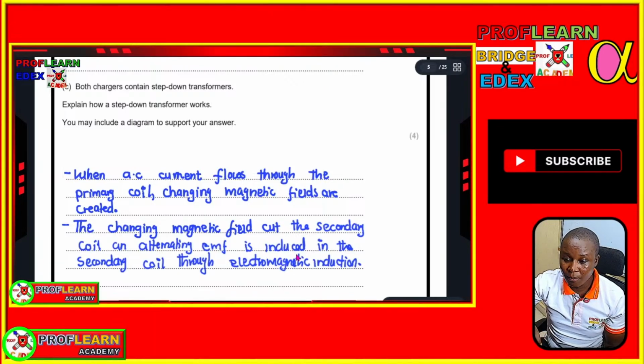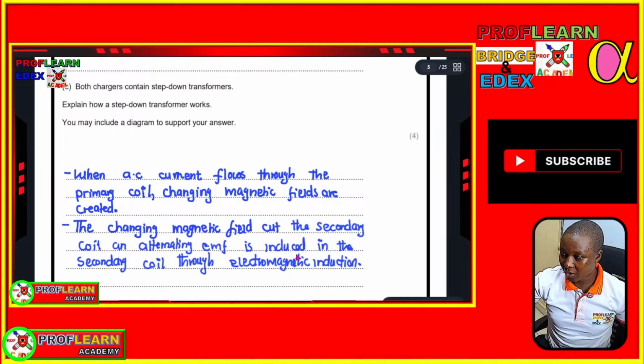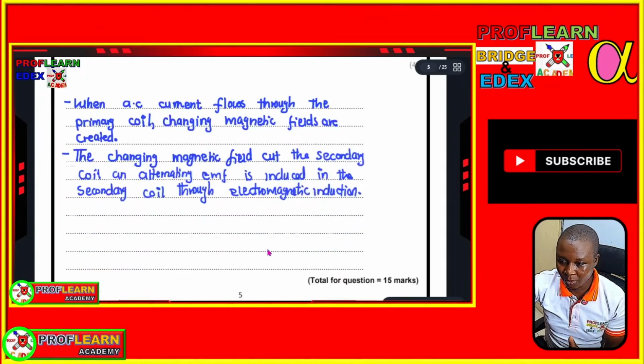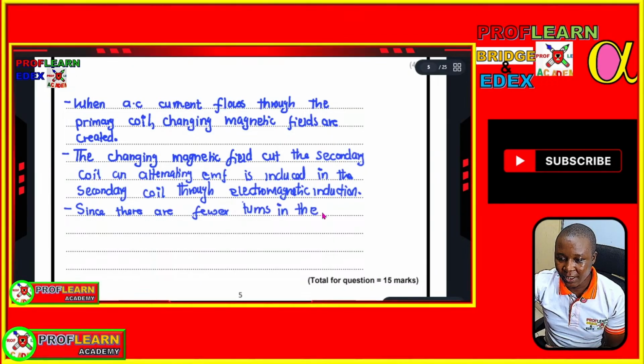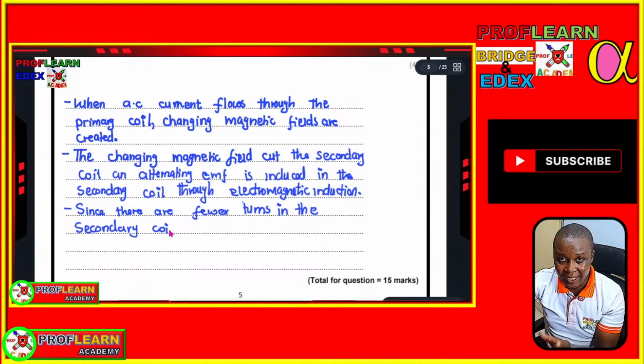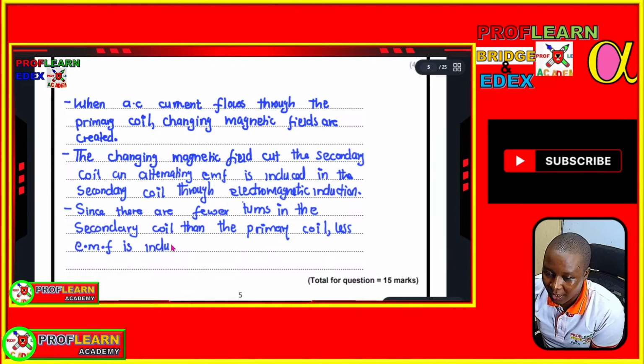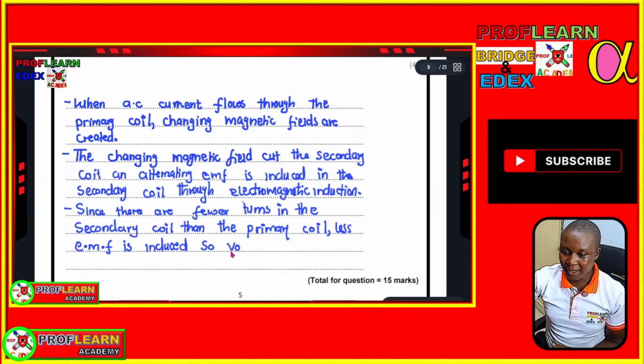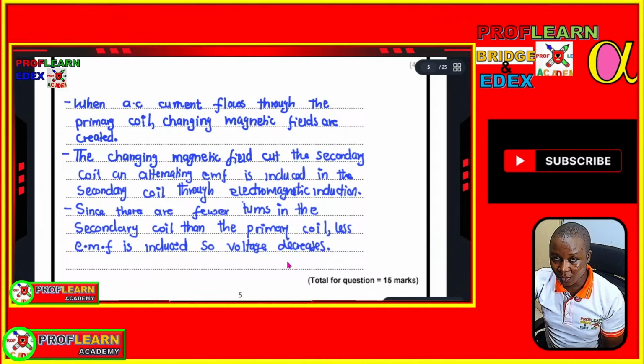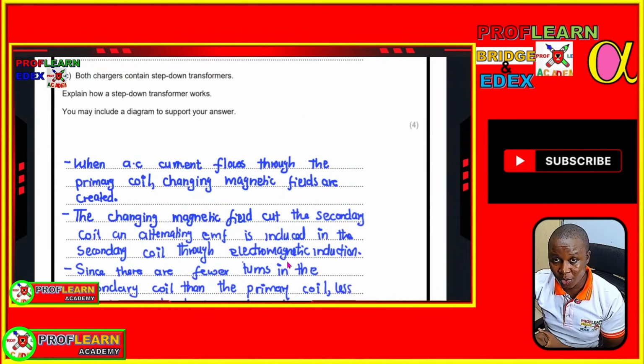You'll be getting your marks when you state your points as precisely as possible. And that is exactly what we are going to say. And since there are fewer turns in the secondary coil than the primary coil, we're going to have less EMF induced in the secondary coil, and that is why it works as a step down transformer. Less voltage is going to be produced.